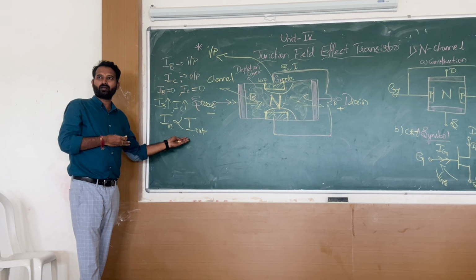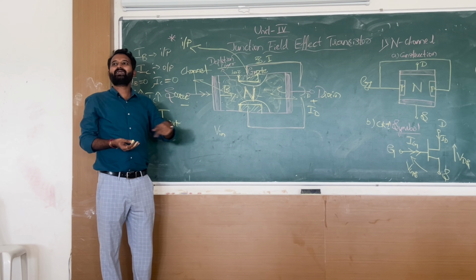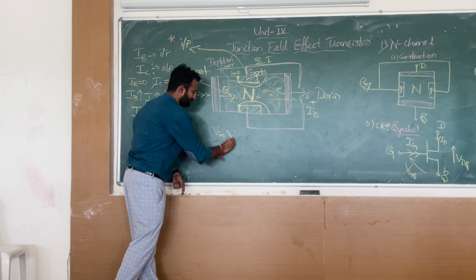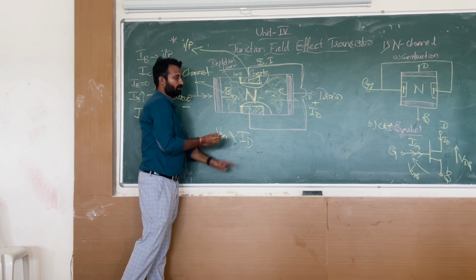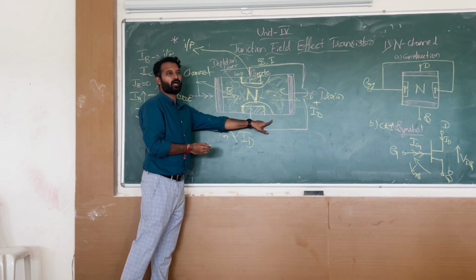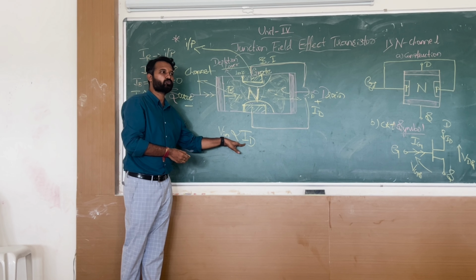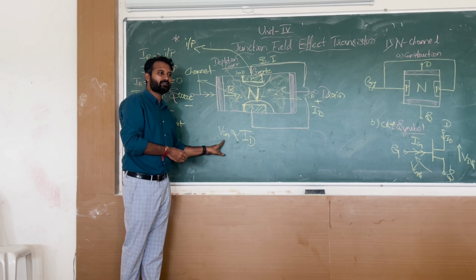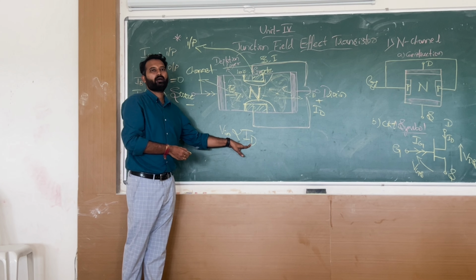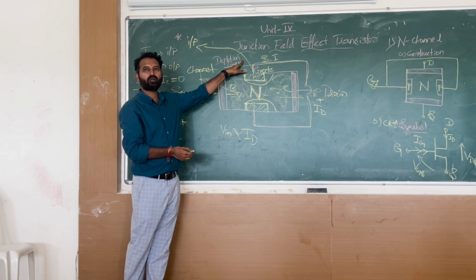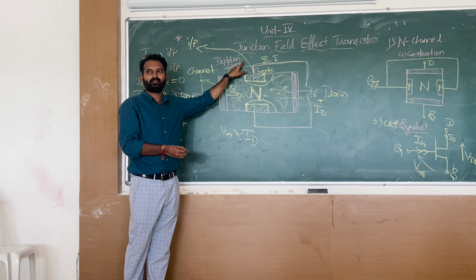We are applying a certain potential at the gate, at the input terminal. That is nothing but voltage. That is causing a certain change in the output current, the drain current. So input voltage is responsible for causing a certain change in output current, drain current. Input voltage is directly proportional to output current. That's why it is a voltage operated device.